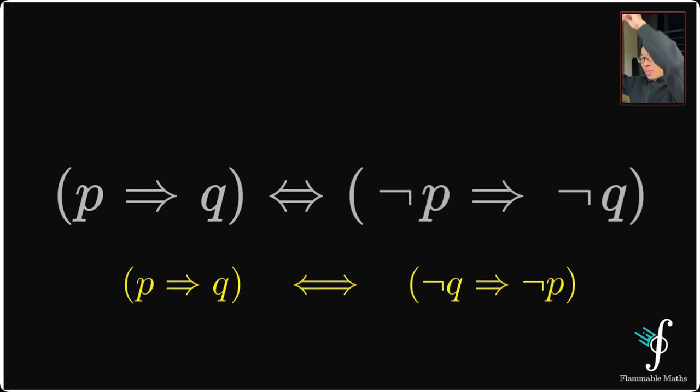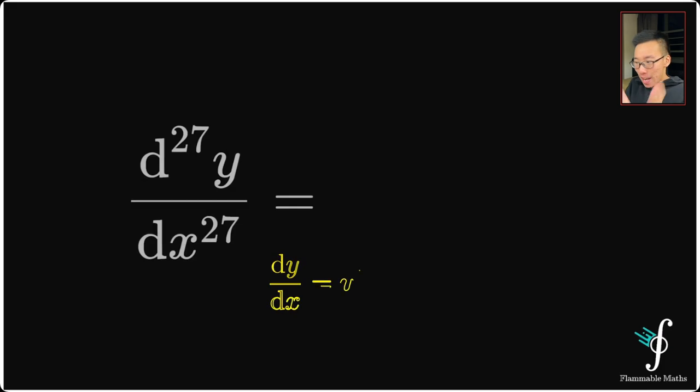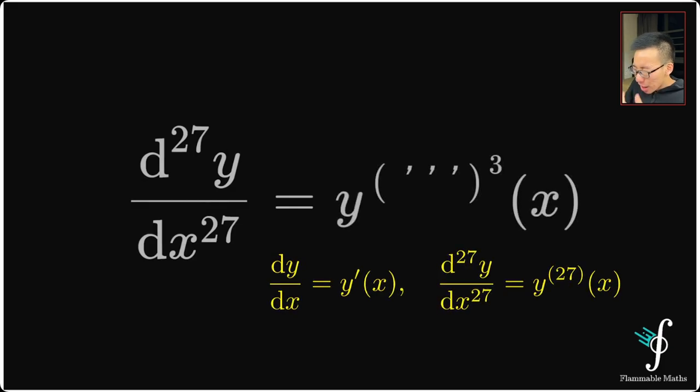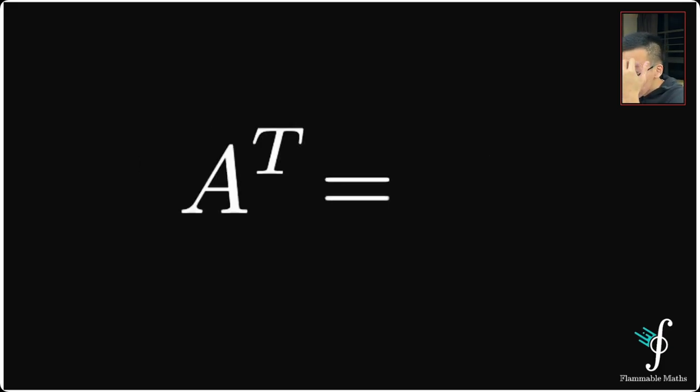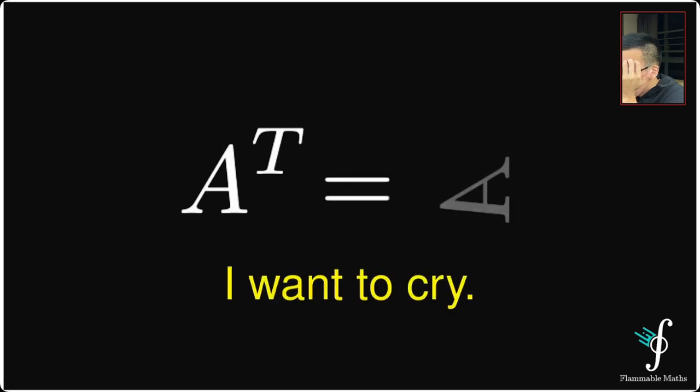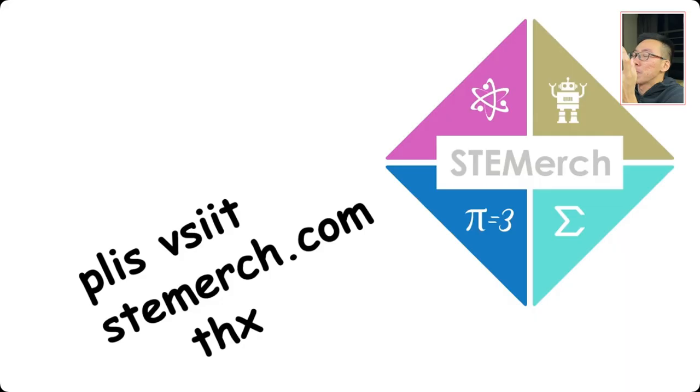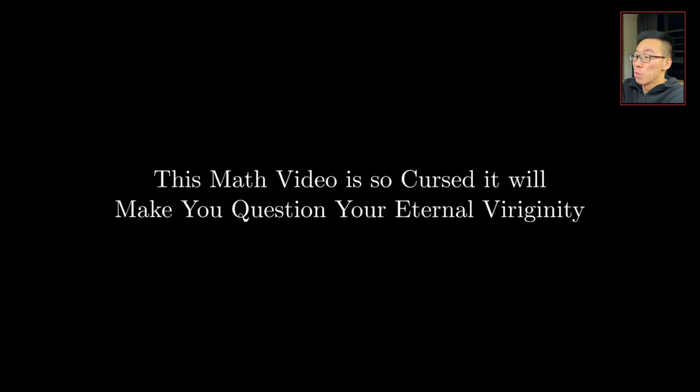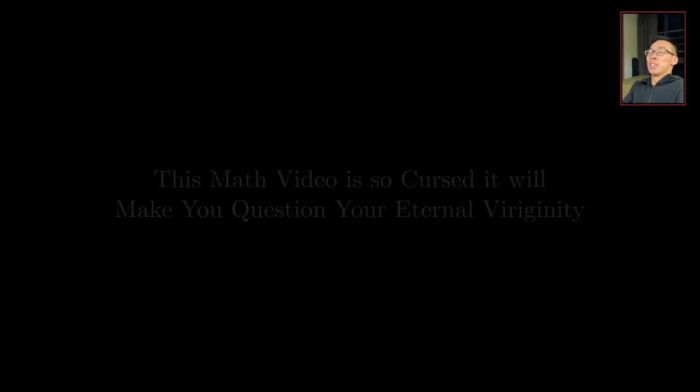No! These are not equivalent. That's the inverse error. Oh, triple prime to the cube. No. You don't transpose a matrix by just flipping the letter. This math video is so cursed, it'll make you question your eternal virginity.